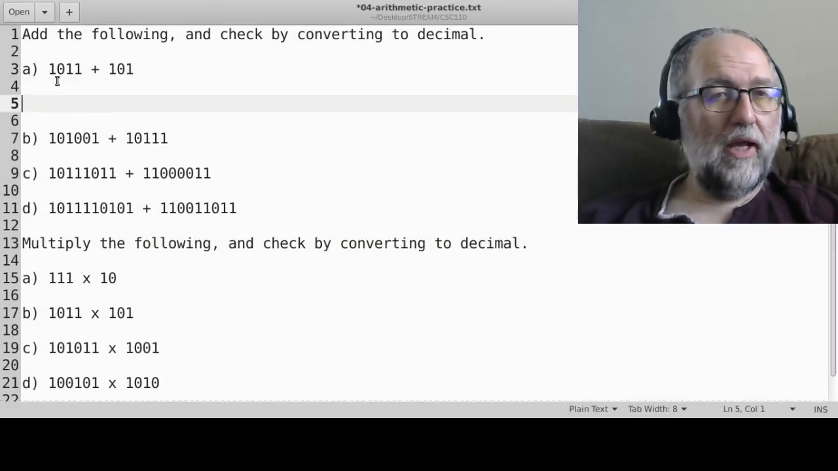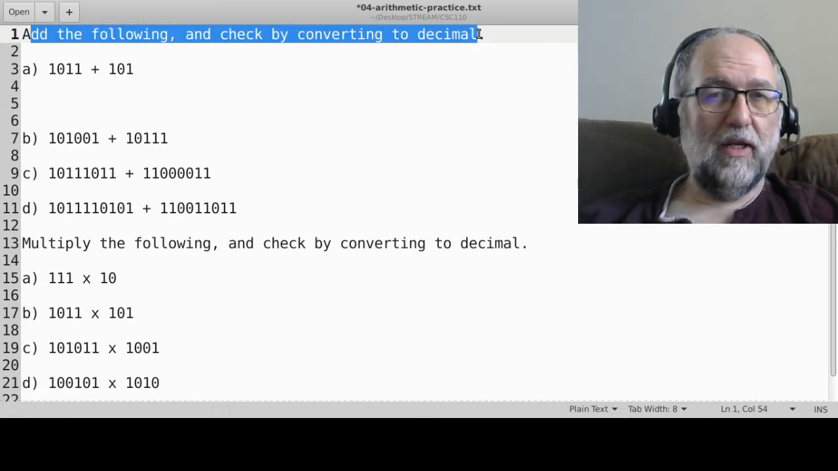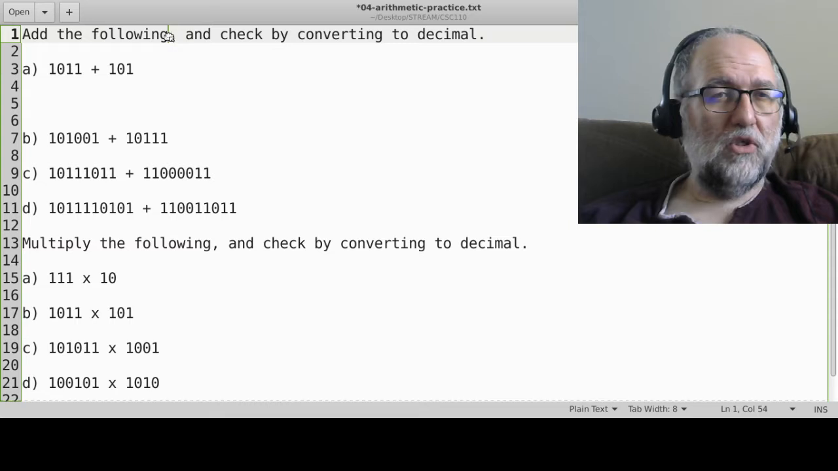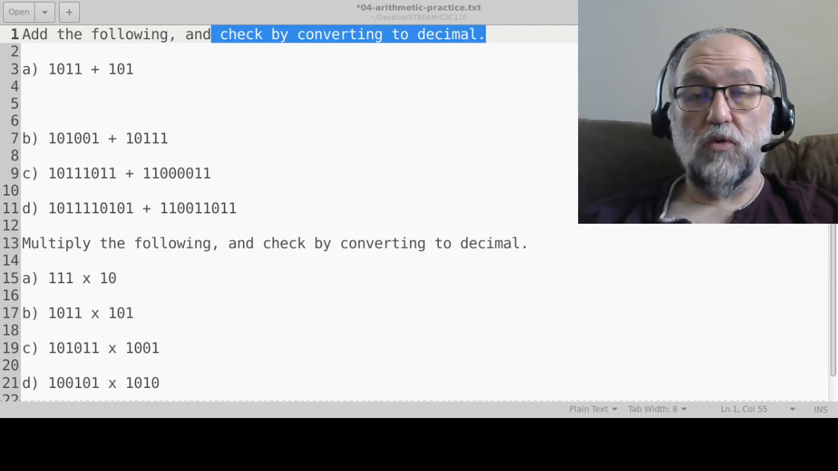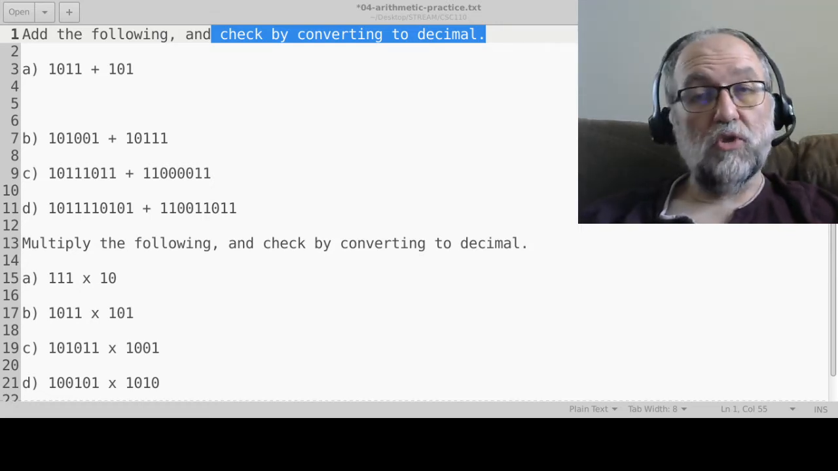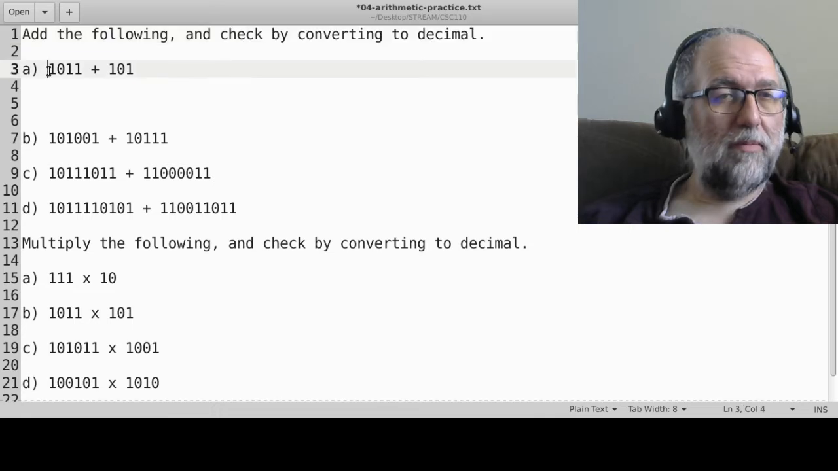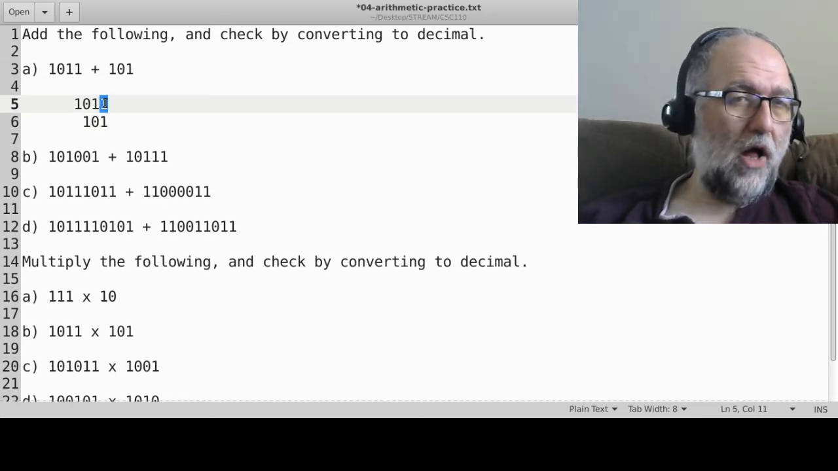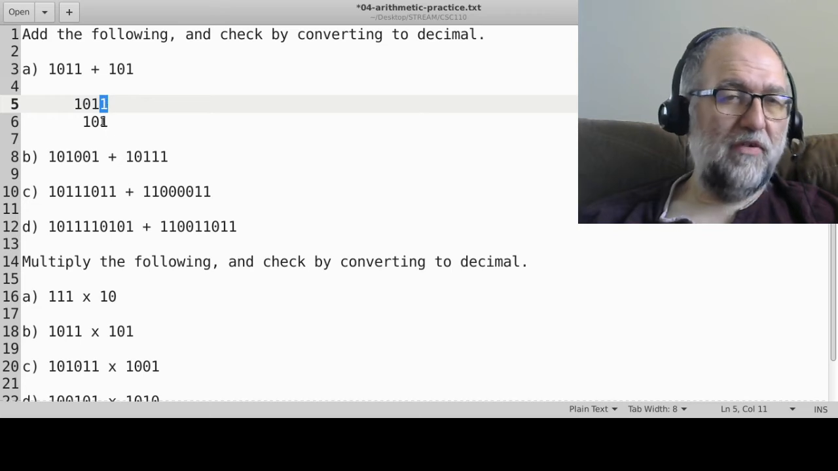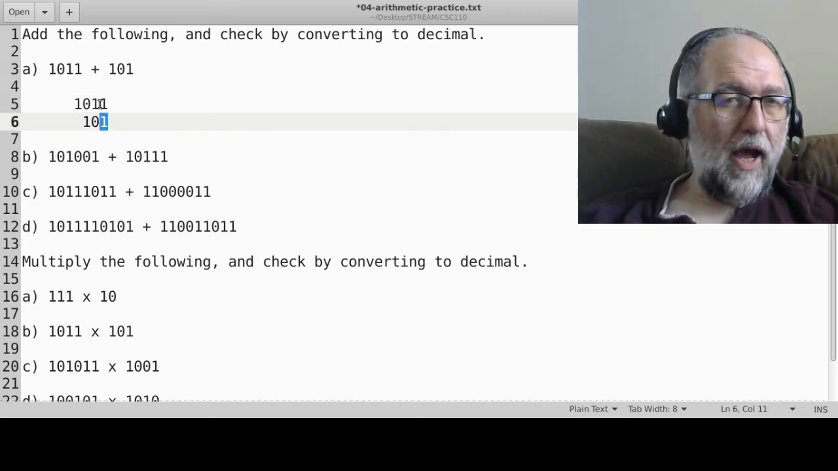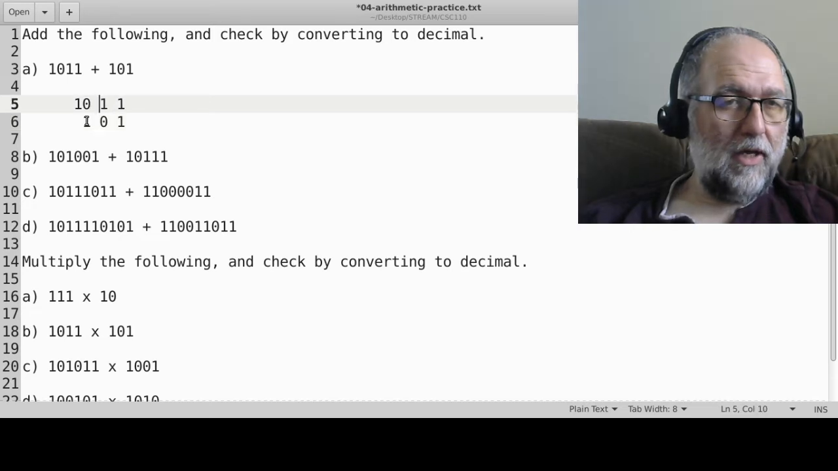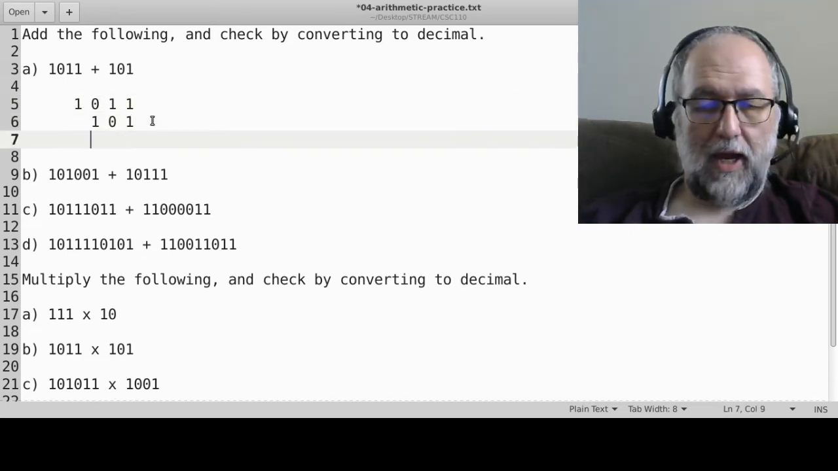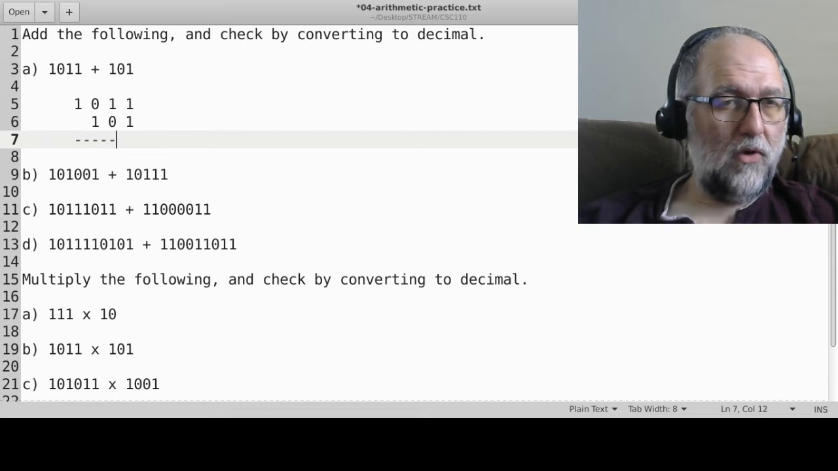Here's the first question. It says add the following and check by converting to decimal. On an assignment, I'll just have the addition part, but since we're doing these together, it's nice to also do the conversion because you should practice that as well. So how do you do these problems? Just like in regular addition, you line them up such that the ones column of the first number is under the ones column of the second number. I'm going to space them out a little bit so that you can see how I do the carries. Let's go ahead and add these.